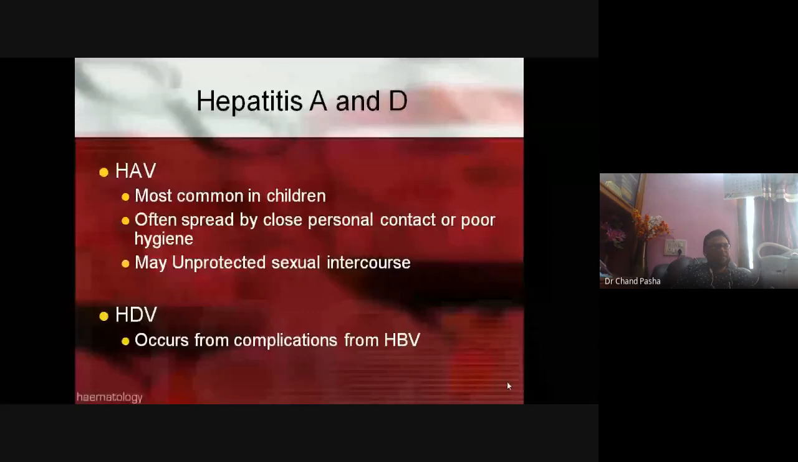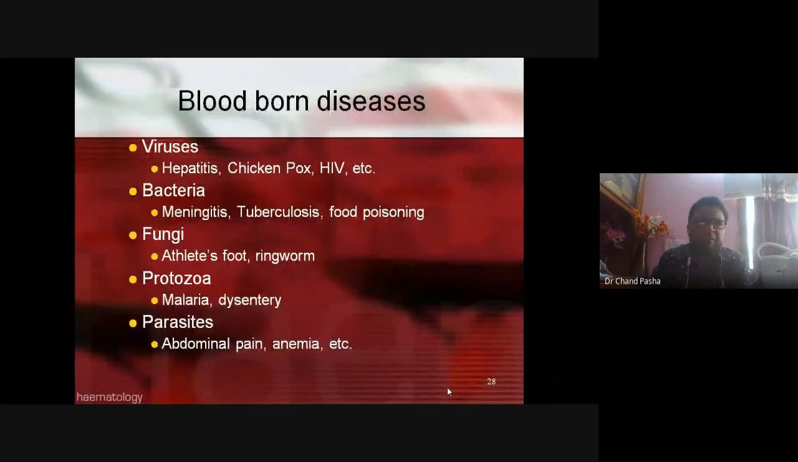Actually, D is a particle of the hepatitis B virus. D is considered the imperfect partial component of B. So if D is there along with B, then the chances of disease are going to be very high. In general, viruses like hepatitis virus, chickenpox, HIV spread through bloodborne routes. Bacteria: meningitis, tuberculosis, food poisoning. Fungi: athlete's foot, ringworm. Protozoa: malaria, dysentery. Parasites: abdominal pain and anemia.